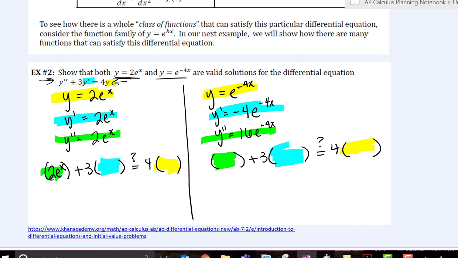If I have 2e to the x plus 3 times 2e to the x, does that equal 4 times 2e to the x? 6, 7, 8, so I have 8e to the x. Does that equal 8e to the x? It does, so yes, valid solutions.